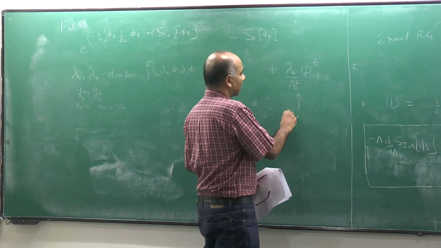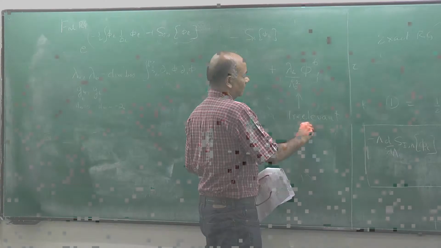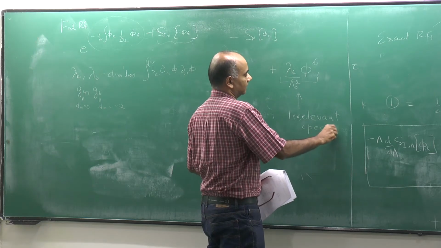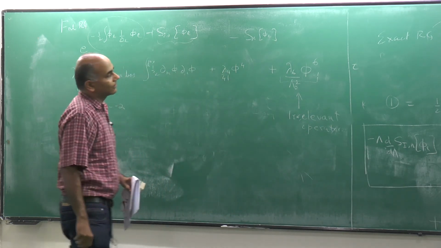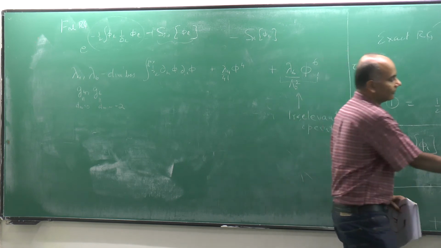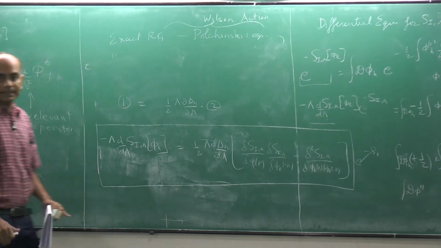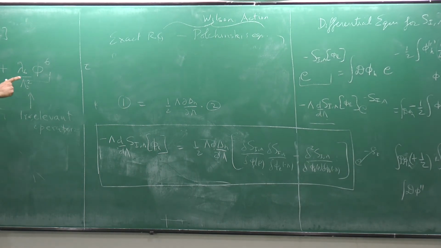This is what we usually call an irrelevant operator. And why do you call it irrelevant? Because it is generated in this operation. So if you start with a phi 4 theory, this will give you a phi cube, and you get a phi 6 term. It's generated. Okay.